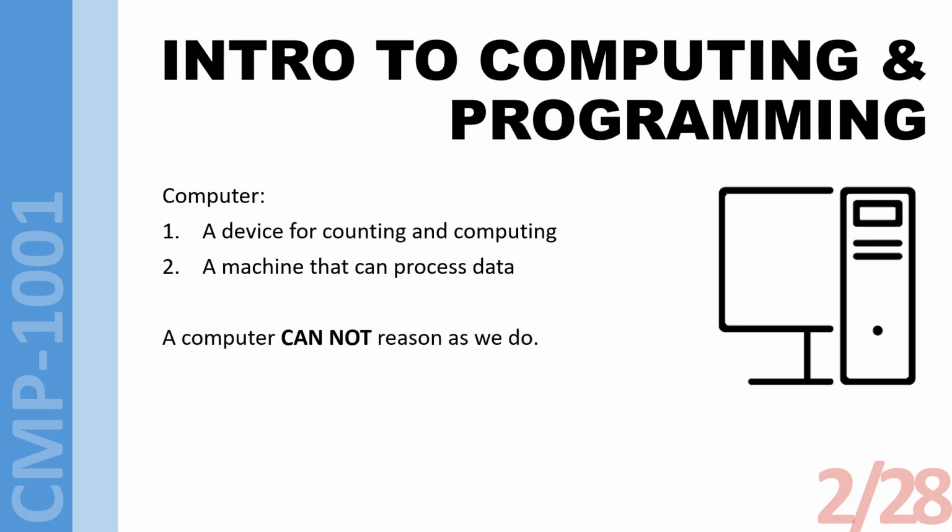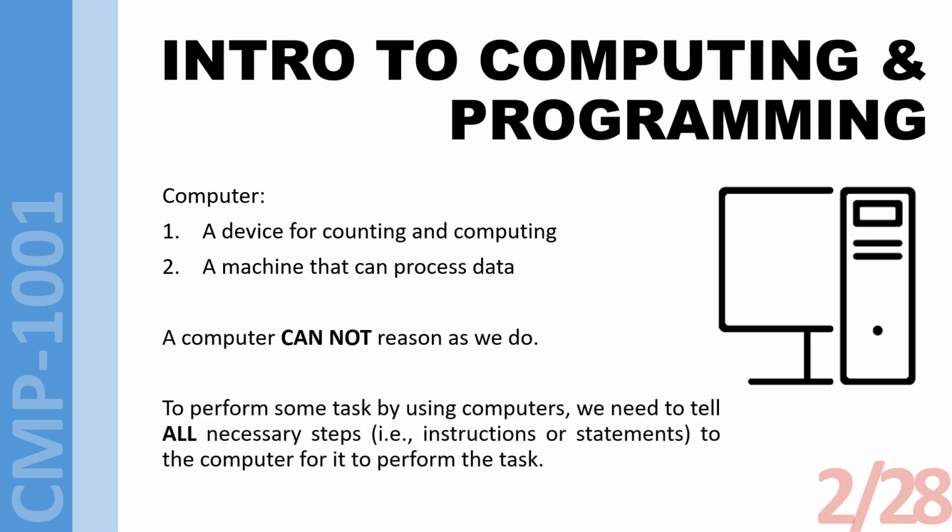One of the main differences between a human and a computer is the fact that a human can reason. So you do not have to tell a human being every single tiny step if you want them to do a particular thing. Instead, if you want a computer to do something, you have to tell it every single thing step by step. So to perform some task by computers, you need to tell all these necessary steps. These steps can also be called instructions or statements, or if you will, commands to the computer for it to perform the task. So the list of such instructions is called a program for that particular task.